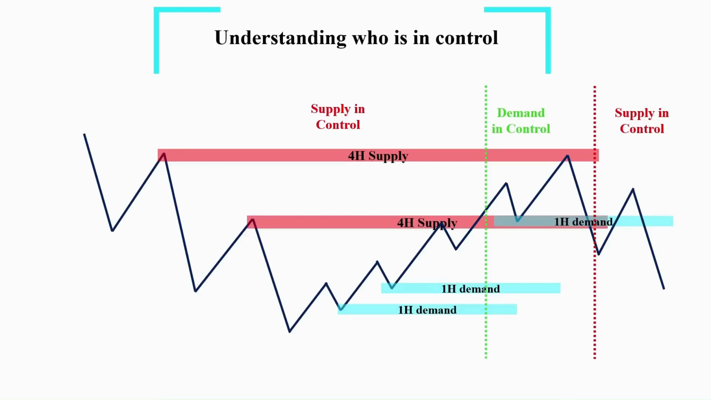But if we break the demand zone to the downside, we can establish uptrend is over and supply takes control. Now that you understand the concepts of a smart money trading system, it is time to explain 3 of the best entry strategies.